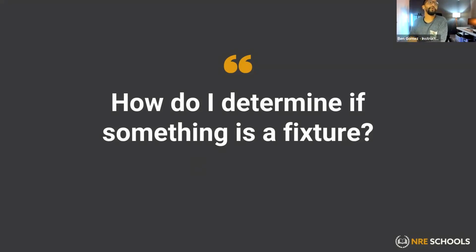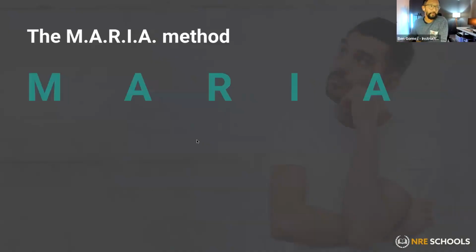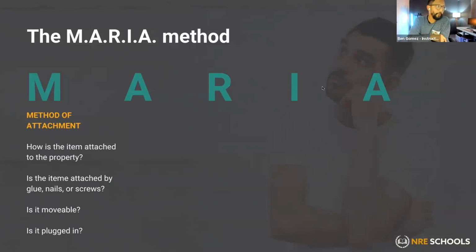So how do you determine if something is a fixture? Easy. Just use the Maria method. How do I not have a Maria in this group? Man, just use Maria's method. And MARIA. What the Maria method is, is 5 tests or questions that you ask yourself to determine if something is, quote unquote, a fixture. So let's go through the Maria method.